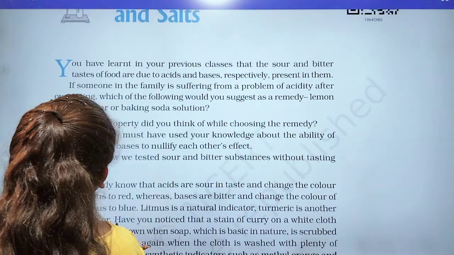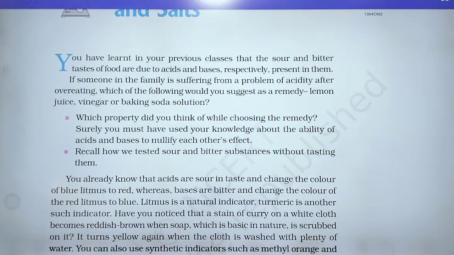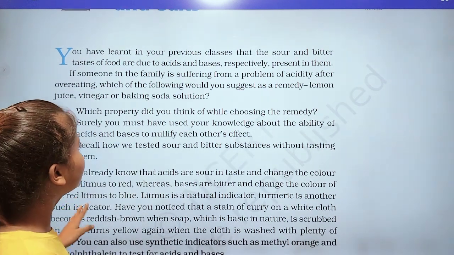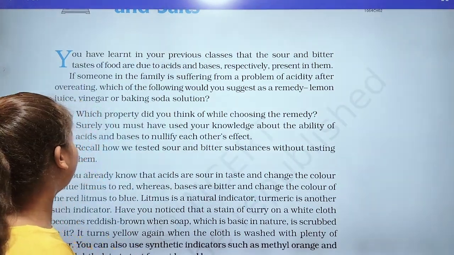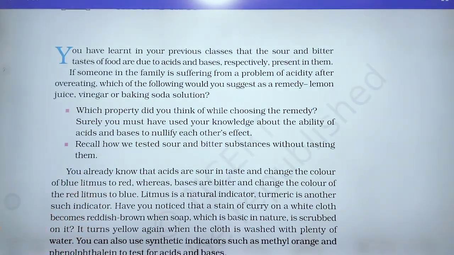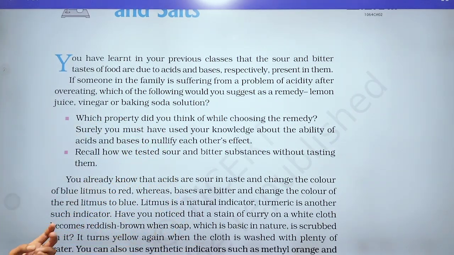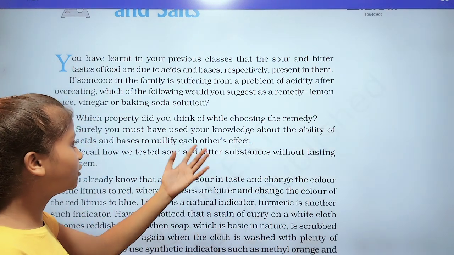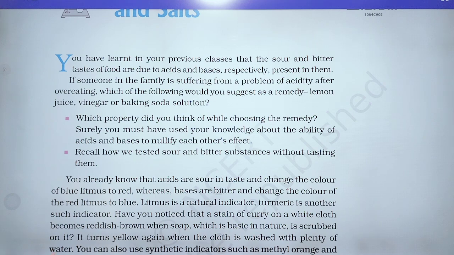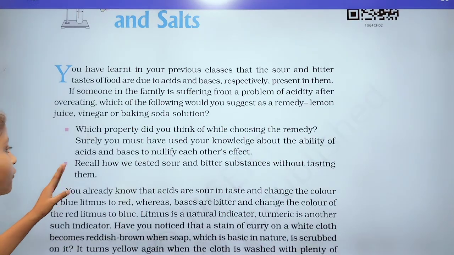So which property did you think of while choosing the remedy? I have already given that it is a base. Surely you must have used your knowledge about the ability of acid and base to nullify each other's effect. It means firstly you have to know about acid and base nullifying each other's effect, that if we give lemon juice, what will happen, vinegar what will happen, and baking soda then what will happen. So firstly you have to know all the knowledge about this.